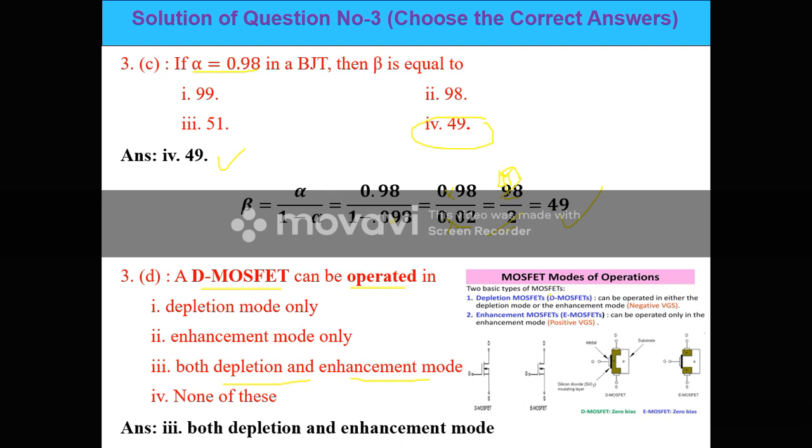There are two basic types of MOSFET. One is the depletion MOSFET or DMOSFET, which can operate in either depletion mode or enhancement mode. That means DMOSFET operates in both modes. So here, asking about DMOSFET, it operates in both modes. And the enhancement MOSFET can operate only in enhancement mode. Okay, so this is the DMOSFET, this is the EMOSFET. This can be operated in both ways, either depletion as well as enhancement, and this one is only enhancement mode.